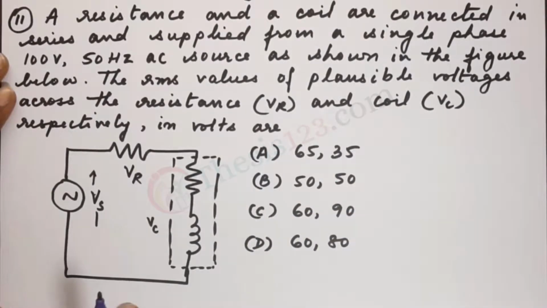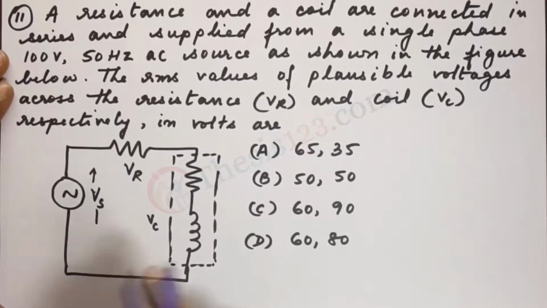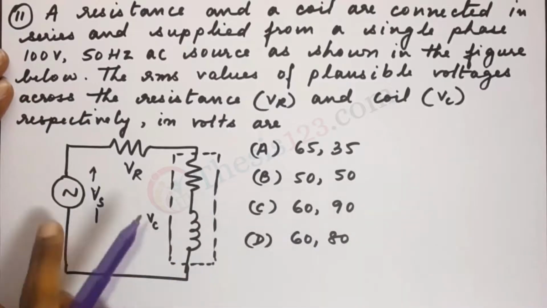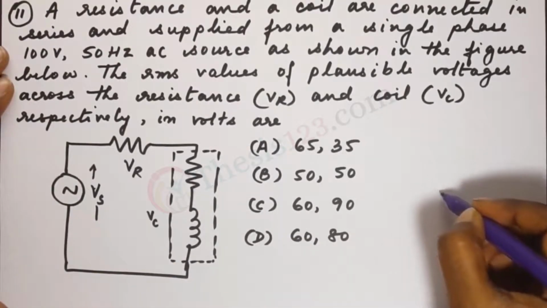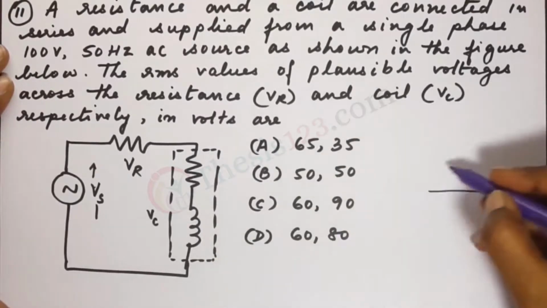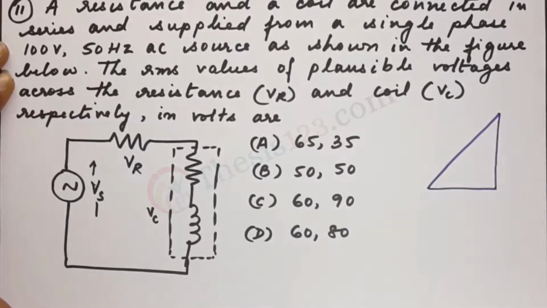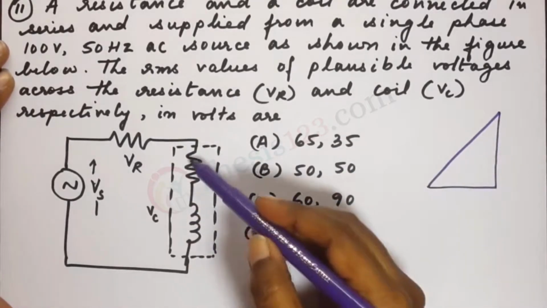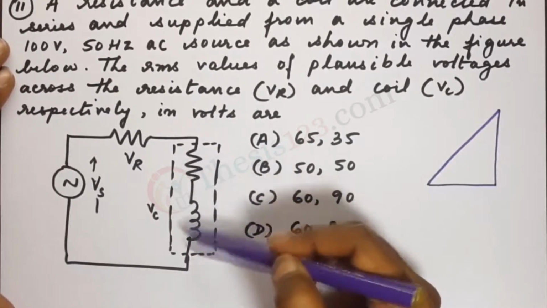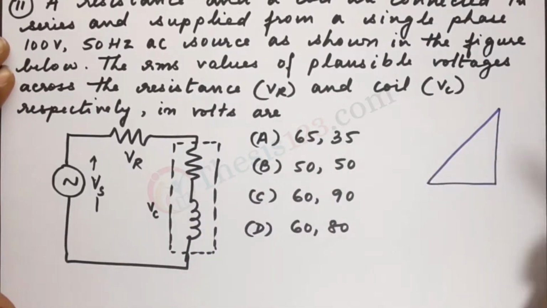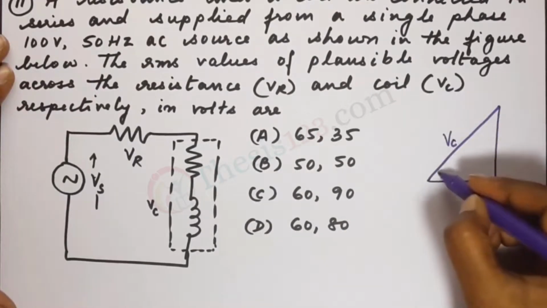Now, in order to solve this, I think the best way to do it is by drawing a phasor diagram, because here our source is an AC source, so it always helps to see what the phasor diagram looks like. So since it is an AC source, we have the VC that is given over here, the coil, the current and the voltage across this certain coil here. So VC is our hypotenuse.